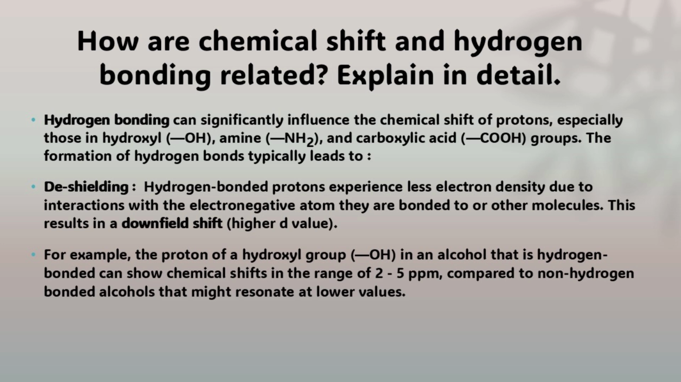Hydrogen-bonded protons experience less electron density due to interactions with the electronegative atom they are bonded to, or other molecules. This results in a downfield shift, higher delta value. For example, the proton of a hydroxyl group (OH) in an alcohol that is hydrogen-bonded can show chemical shifts in the range of 2 to 5 ppm, compared to non-hydrogen bonded alcohols that might resonate at lower values.